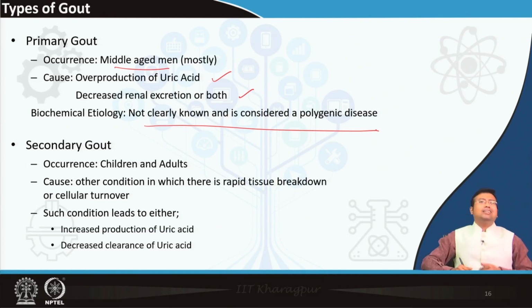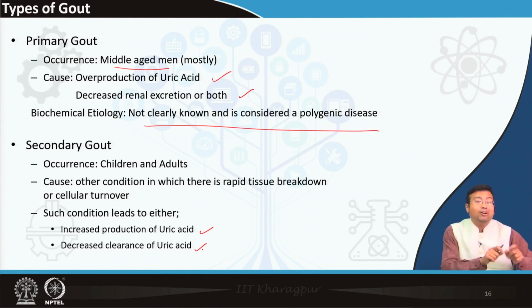Whereas secondary gout can happen in both children and adults, and there are underlying reasons that lead to rapid tissue breakdown or cell turnover, and that can also lead to gout by two mechanisms: increased production or decreased clearance. But know this, in primary gout there is no obvious reason, whereas in secondary gout we can pinpoint the reason that has led to increased cell turnover, increased nucleic acid turnover, or some drugs that have led to gout. That is secondary. So, whenever you can pinpoint some reason due to which it is happening, it is secondary to that disorder.